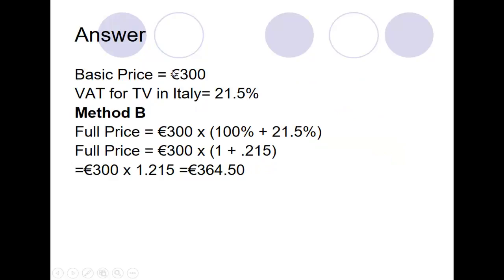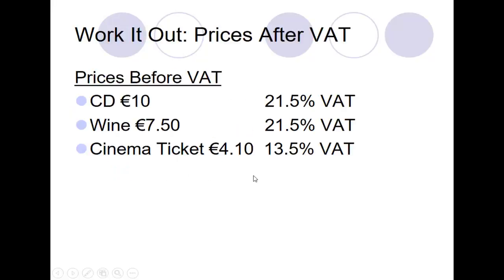The basic price is 300. The VAT for the television in Italy, at this fictional point in time, is 21.5%. So method B, your full price is going to be 300 multiplied by 100% plus the VAT rate. 100% is 1, 21.5% is 0.215, so 1.215. 300 multiplied by 1.215 gives you 364.50. That's the amount they'll have to pay, including the sales tax or the value added tax.